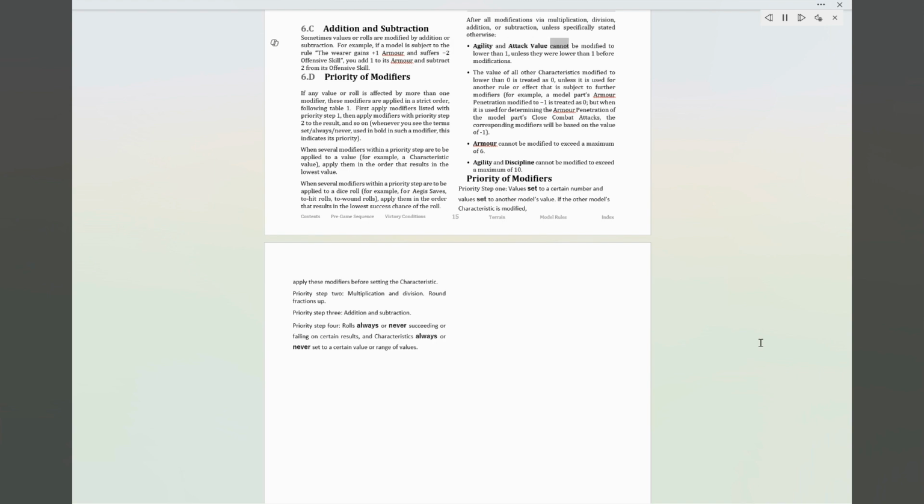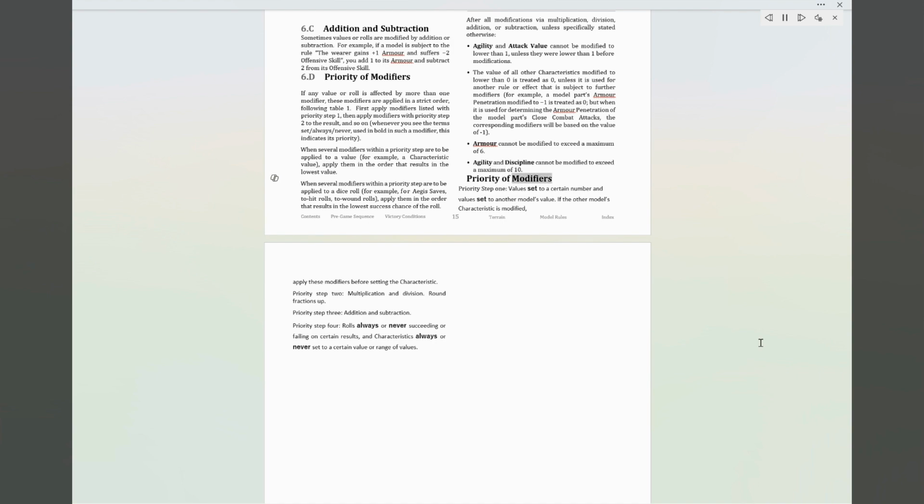Agility and attack value cannot be modified to lower than 1 unless they were lower than 1 before modifications. The value of all other characteristics modified to lower than 0 is treated as 0, unless it is used for another rule or effect that is subject to further modifiers. For example, a model part's armor penetration modified to -1 is treated as 0, but when it is used for determining the armor penetration of the model part's close combat attacks, the corresponding modifiers will be based on the value of -1. Armor cannot be modified to exceed a maximum of 6. Agility and discipline cannot be modified to exceed a maximum of 10.